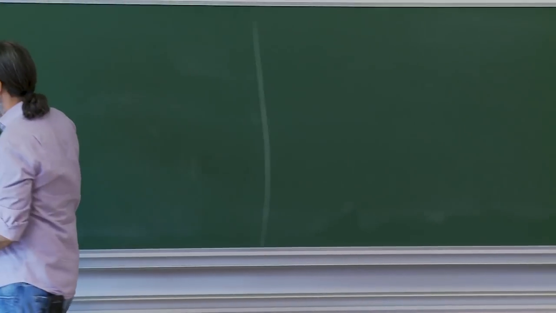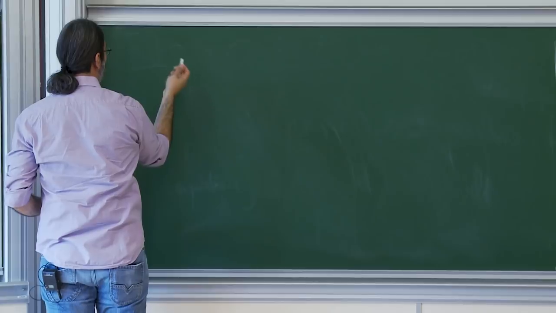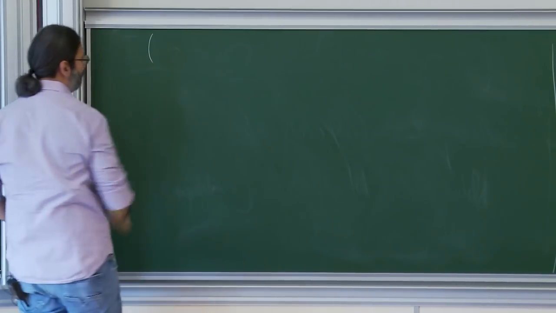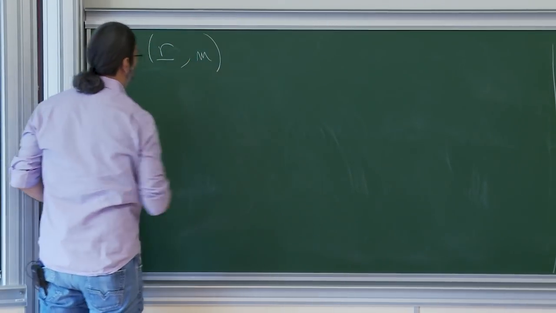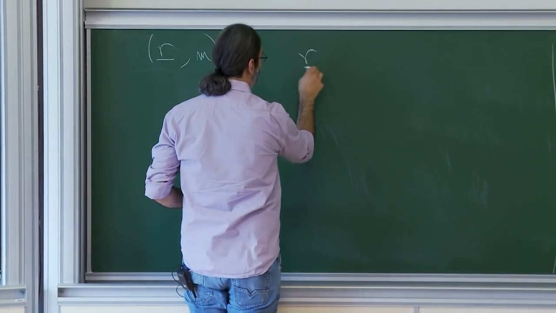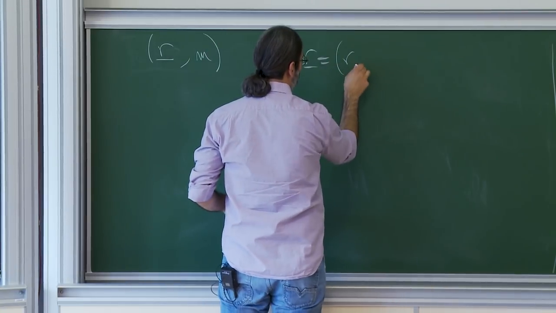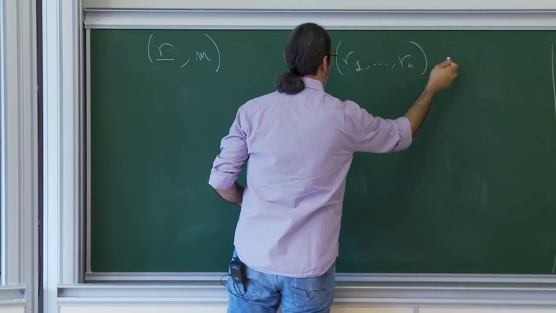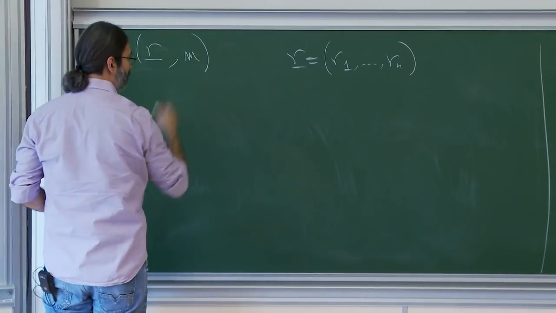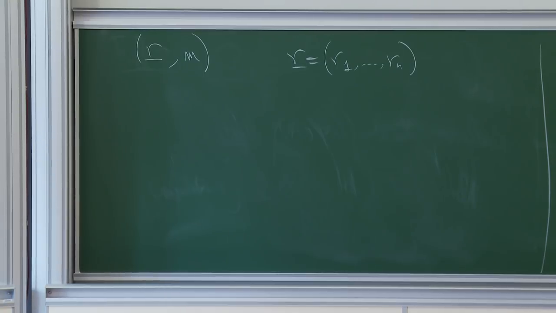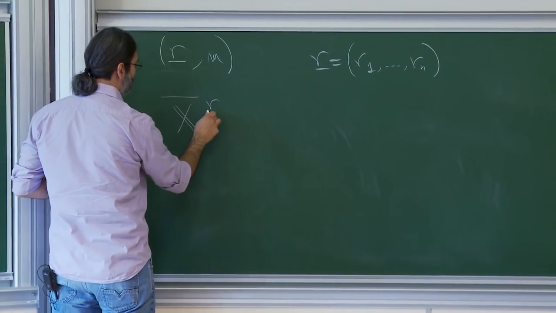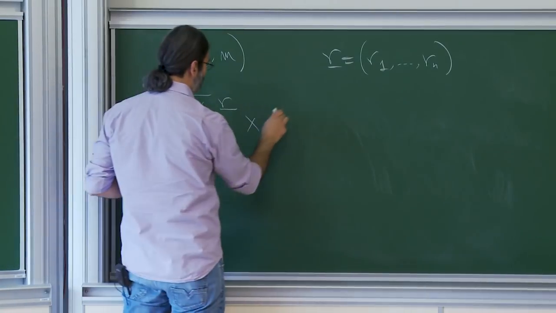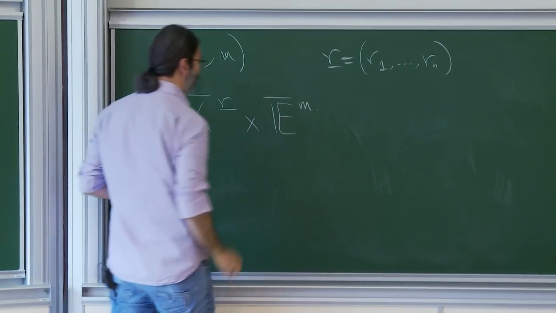Right, so I want to apply this construction in the following situation. Recall that in the previous lecture I was considering pairs like this, where R is itself a tuple of integers up to n for some n. These are all positive integers. So if I fix such a pair, then there is an associated foliation X bar R underline times E bar M.